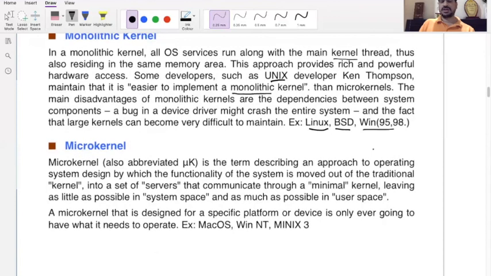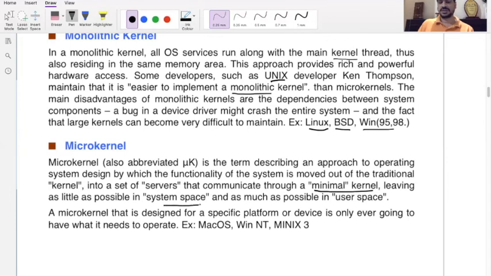Okay, now let's go to the microkernel. A microkernel, also abbreviated as MuK, is the term describing an approach to operating system design by which the functionality of the system is moved out of the traditional kernel into a set of servers that communicate through a minimal kernel. So here is the concept of a minimal kernel, meaning the kernel size has to be reduced so that all other components will be independent and managed independently, leaving as little as possible in the system space.